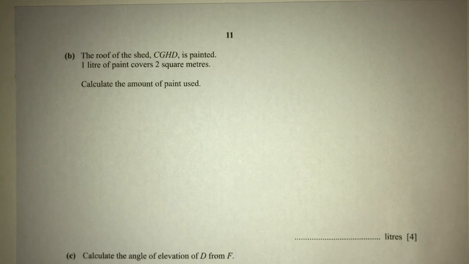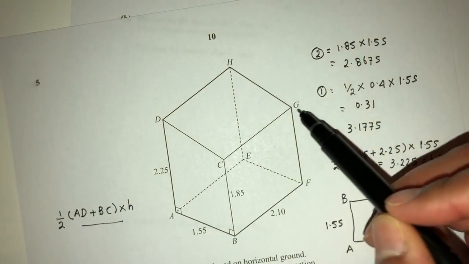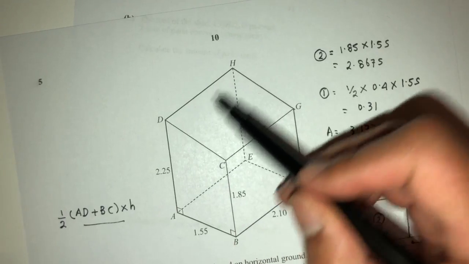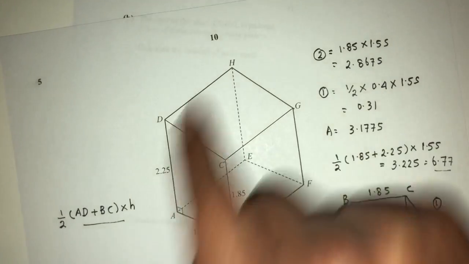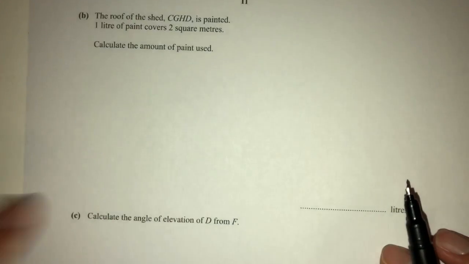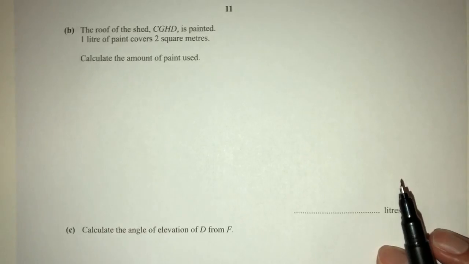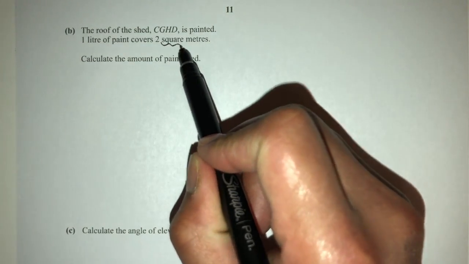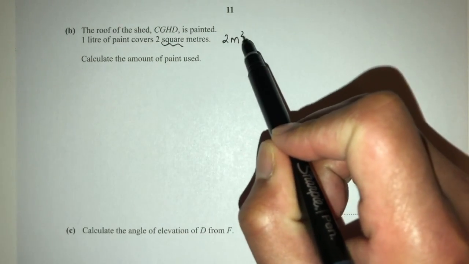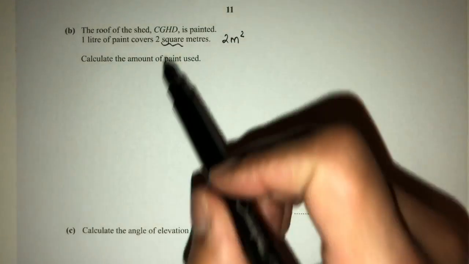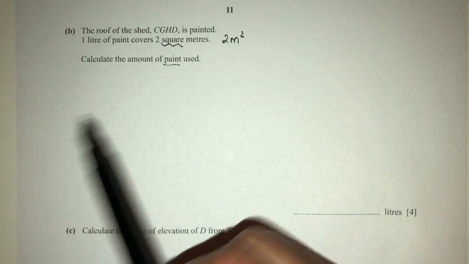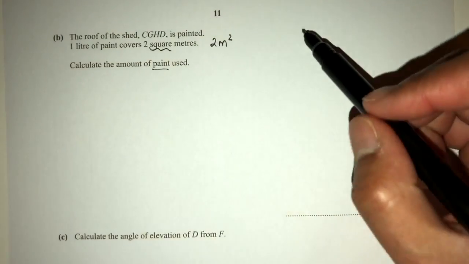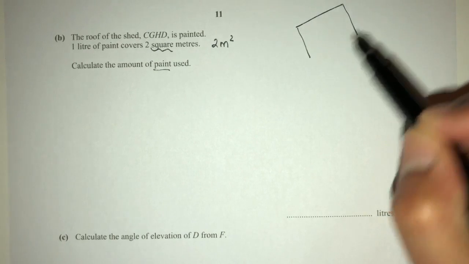Now, where is that? Let's go back to the main diagram. CGHD. So the roof is painted. Now we know that this is a rectangle. This is also going to be a rectangle. So 1 liter of paint covers 2 square meters. Calculate the amount of paint used. So basically we have to find the area of the roof of the shed. Pretty easy, according to the diagram. This is given to us.